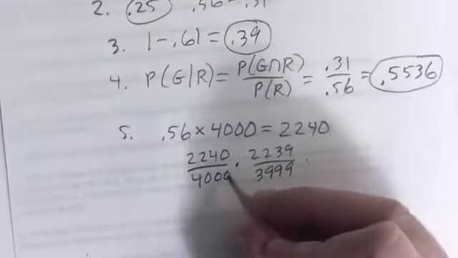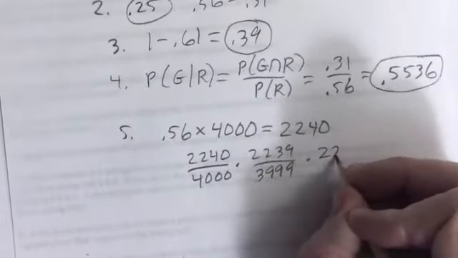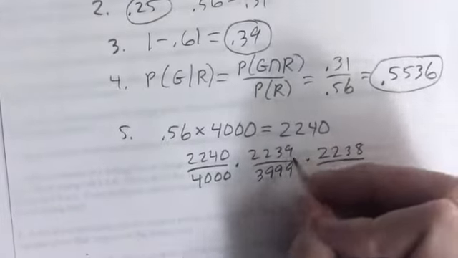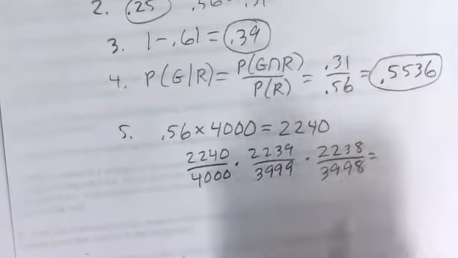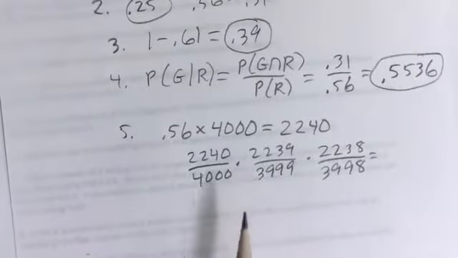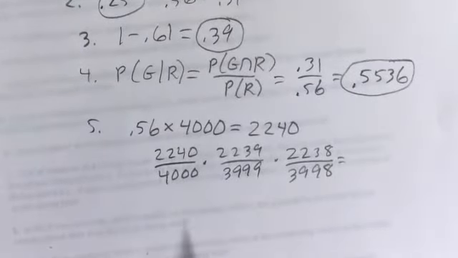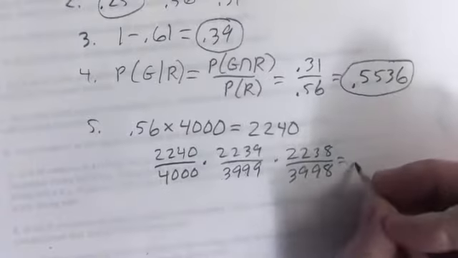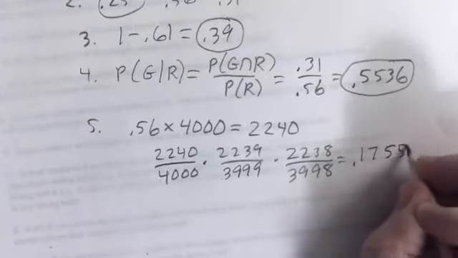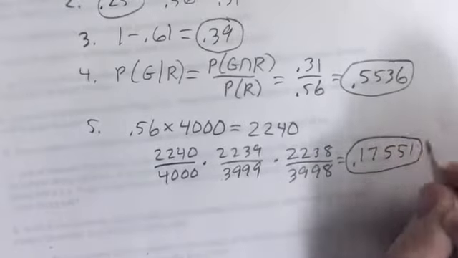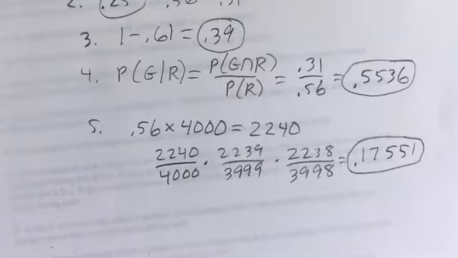Now, given the first two speak Russian, what's the probability the third one speaks Russian? Well, there's only 2,238 left that speak Russian because I took two of them out, and there's only 3,998 total people left. And so we multiply. When you have multiple events, you multiply. So we multiply those three things, and when you multiply them, it's 0.1755. So about a 17.5% chance that that would happen. Thus, that completes number 5.